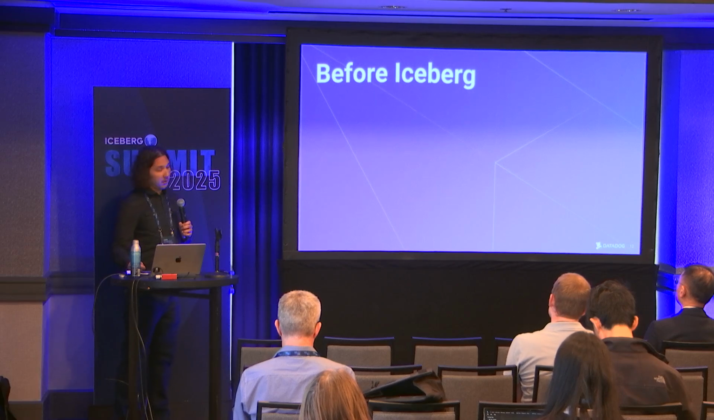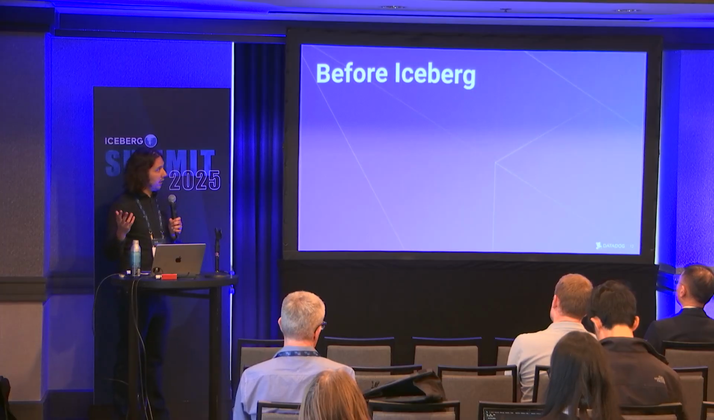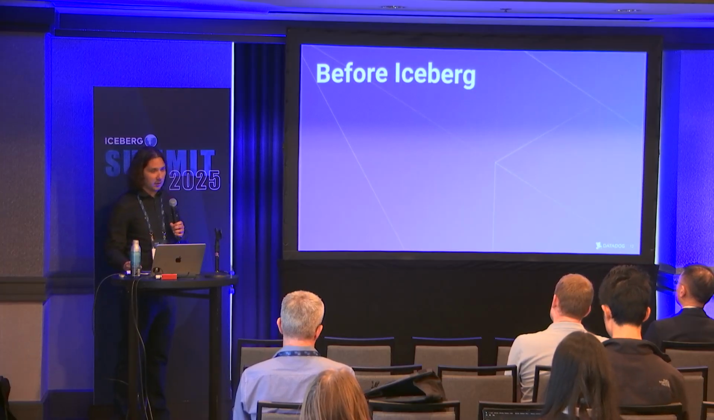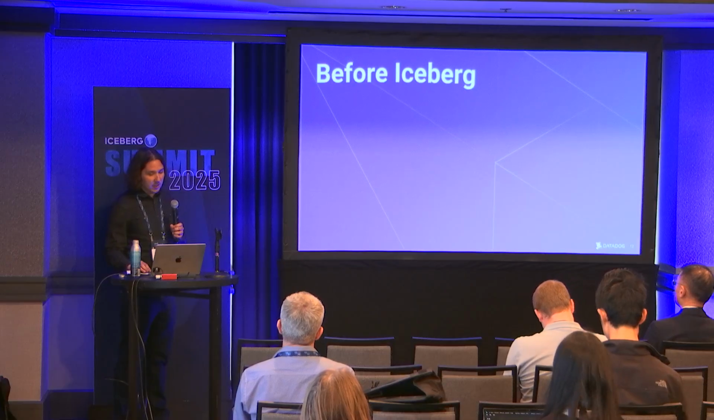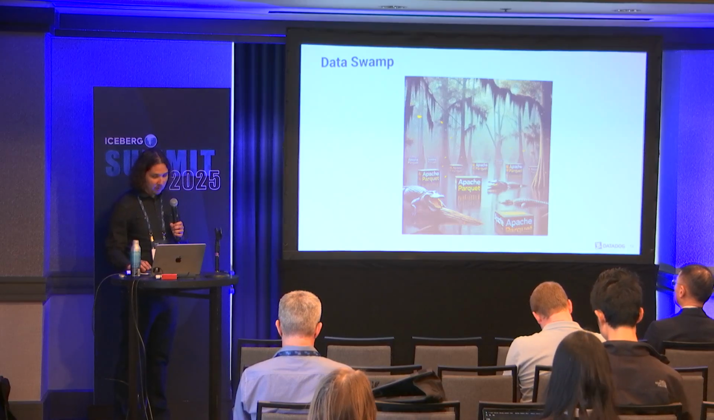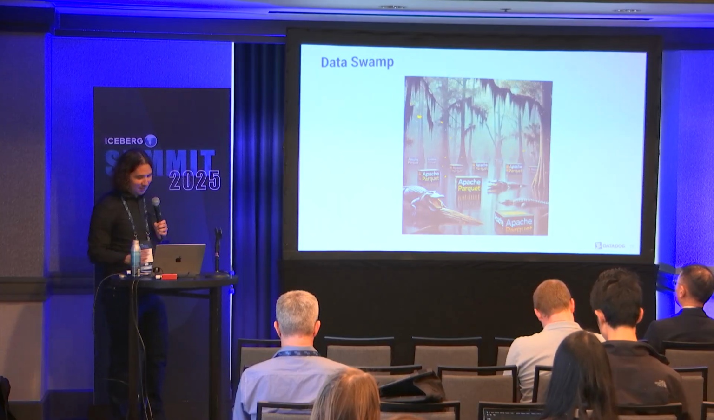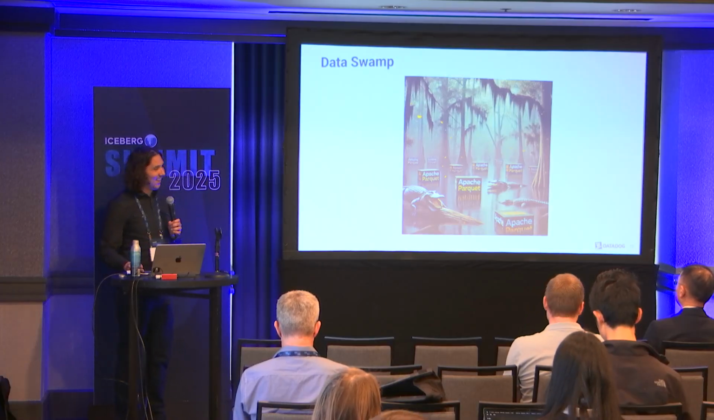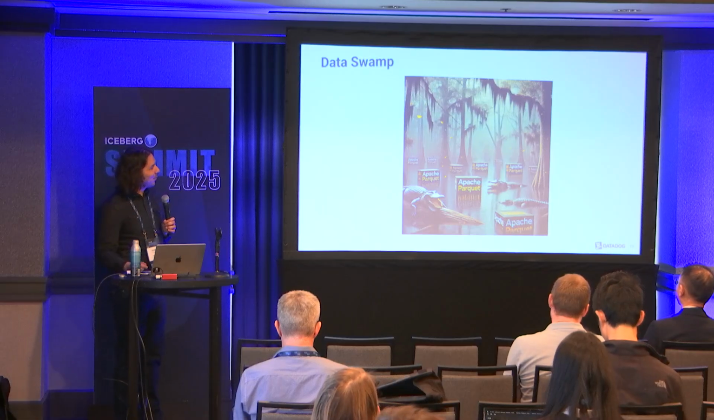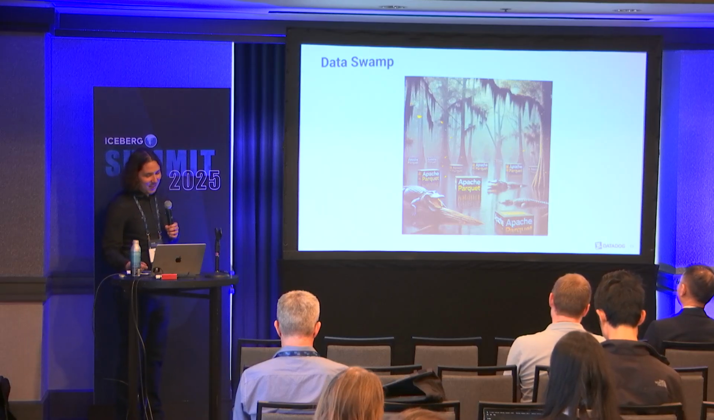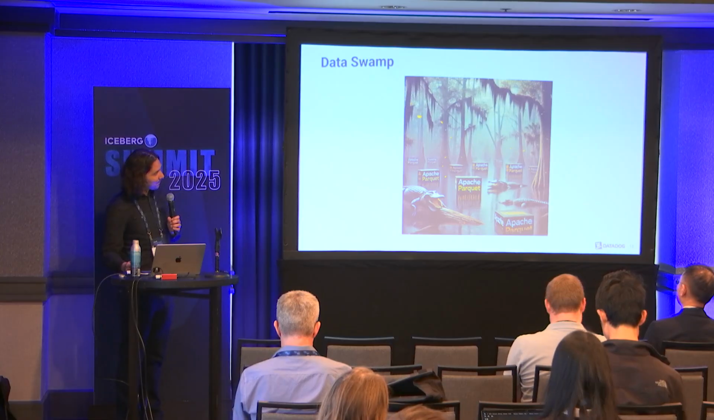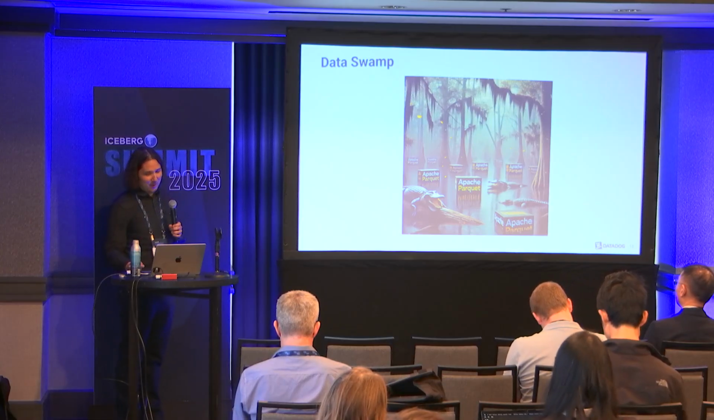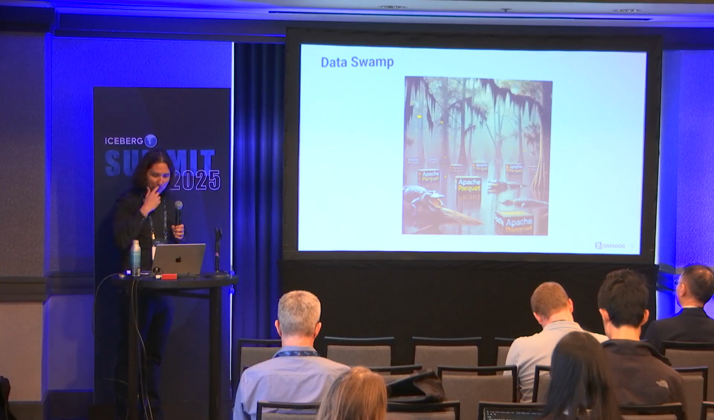Before Iceberg, I'd say we had a mixture of a data warehouse with Snowflake and a data lake, which was a bunch of Parquet files everywhere. And I would say it was more like a data swamp. This is what a data swamp looks like, according to DALL-E. And I live in Louisiana, so I know a swamp when I see one. The main characteristic is you just have Parquet files everywhere, so it's not really easy to work with.